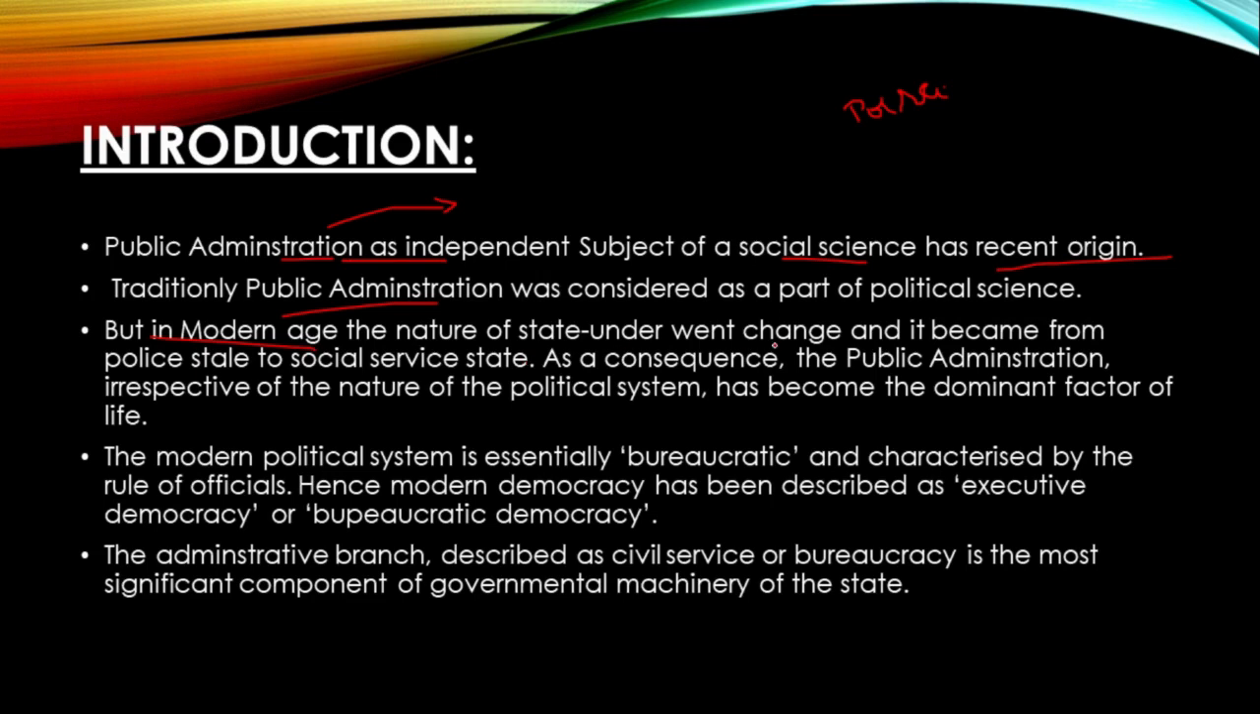But in the modern age, the nature of the state underwent changes and it became a social service state from a police state. As a consequence, public administration, irrespective of the nature of the political system, is a dominant factor of life. If you want good administration, you need to know about public administration. The modern political system is essentially bureaucratic and characterized by the rule of officials. Hence, modern democracy has been described as executive democracy or bureaucratic democracy.